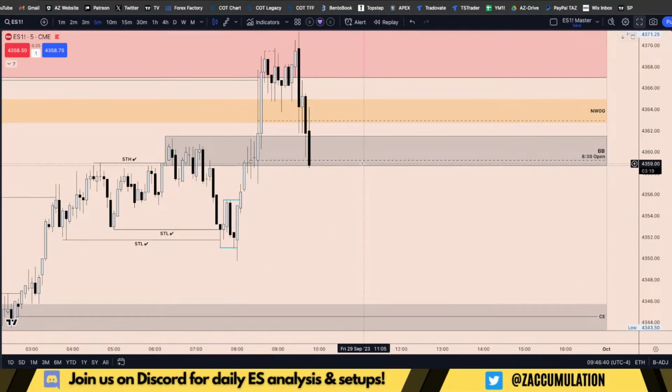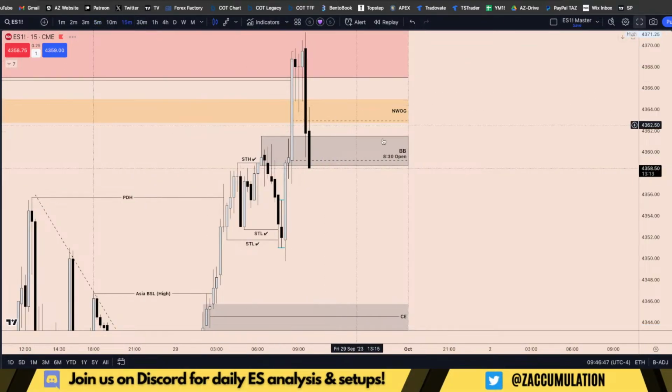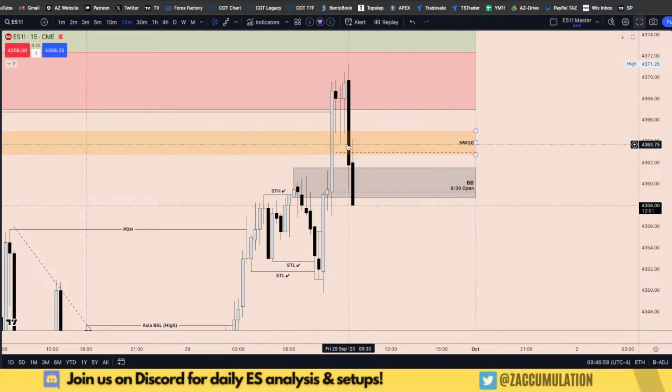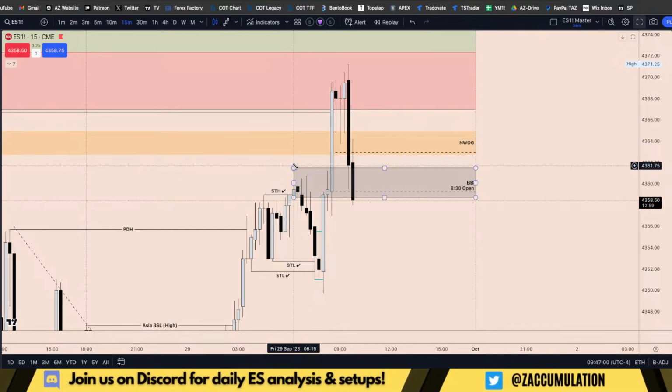If we invalidate all this, yeah, I'd be leaning more towards the short side. But first we have to do exactly that. We want to invalidate the long, and the long is not yet invalidated in my eyes. We had a 15-minute bearish break in structure, but we had a 15-minute break in structure here as well.